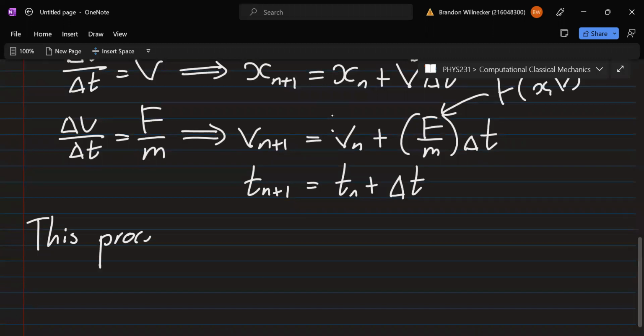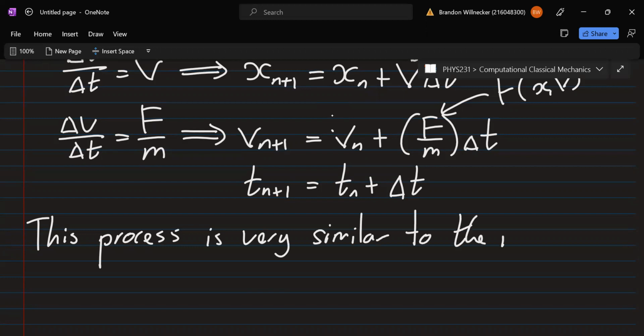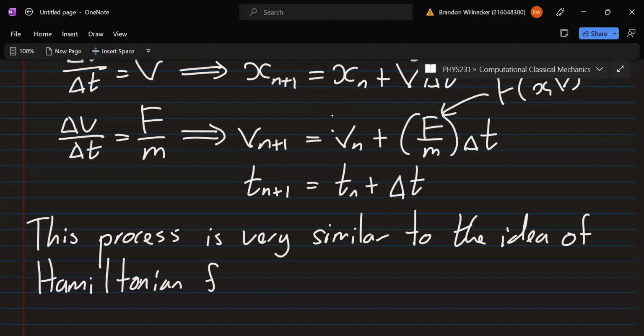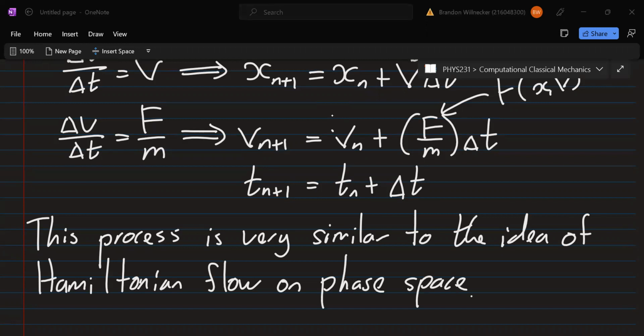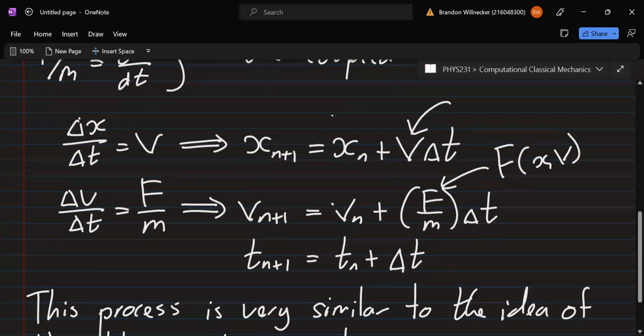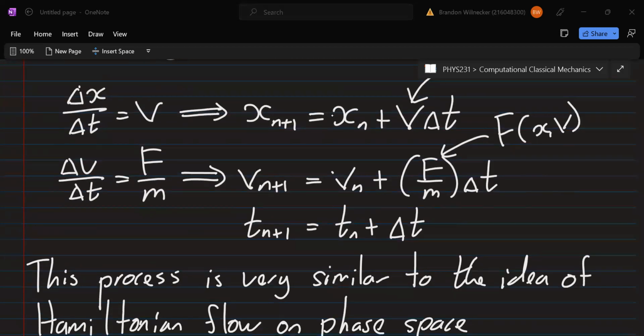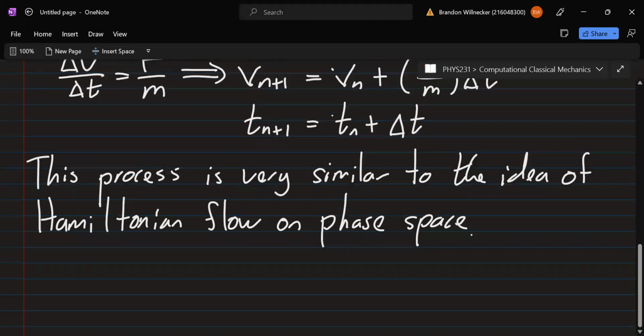Okay, so this process is very similar to the idea of Hamiltonian flow on phase space. We will look at this later on in the in-person lectures, but this procedure of updating the position and velocity, given the time increment, is very similar to this idea called Hamiltonian flow.